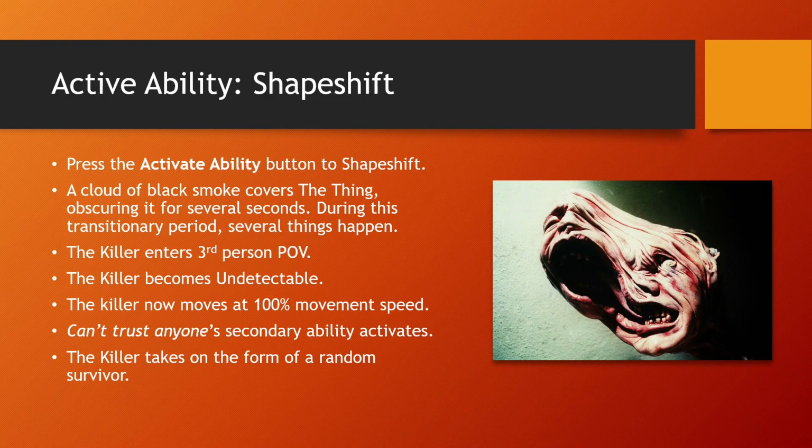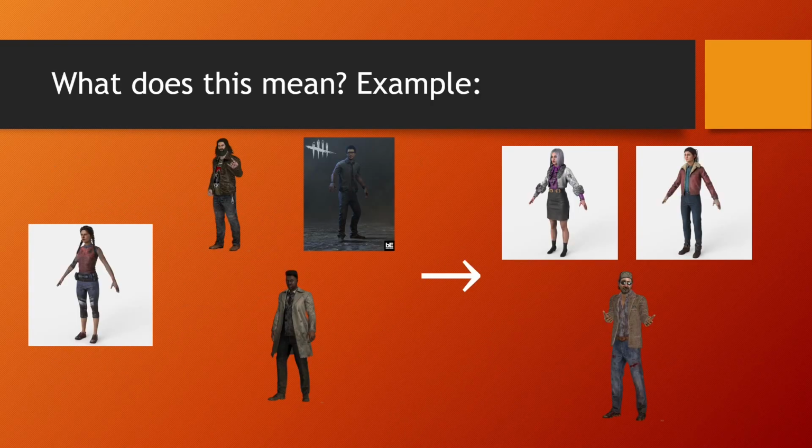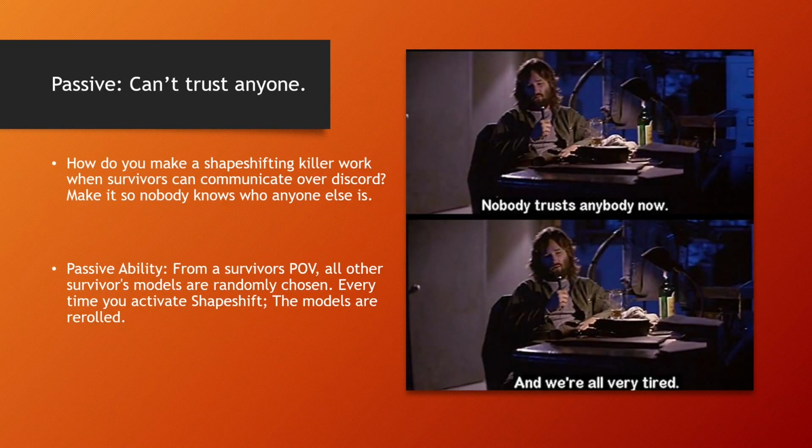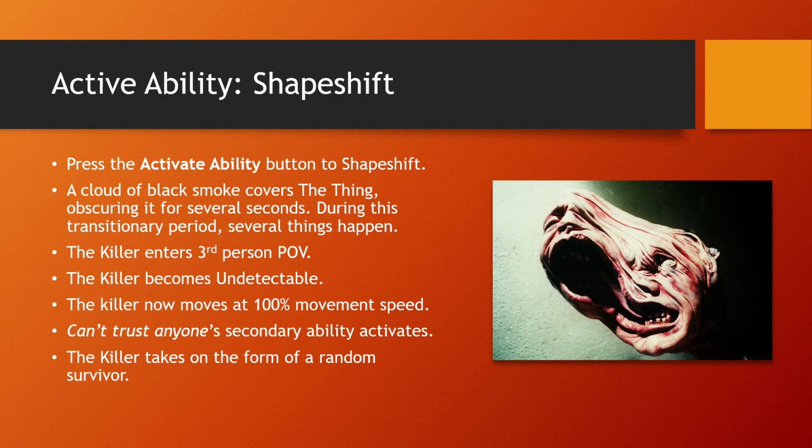And Can't Trust Anyone's secondary ability will activate. If you remember, that's the one where every time you activate Shapeshift, the models are re-rolled. So survivors are constantly changing, and since their models are randomly chosen and your model is randomly chosen, it'll be really hard. You won't be able to keep track of who is safe. So now you're in human form.